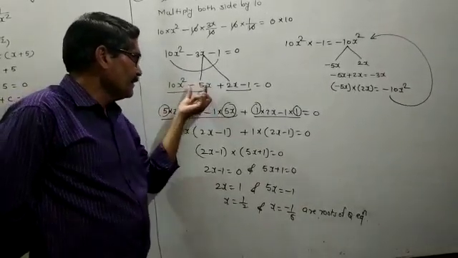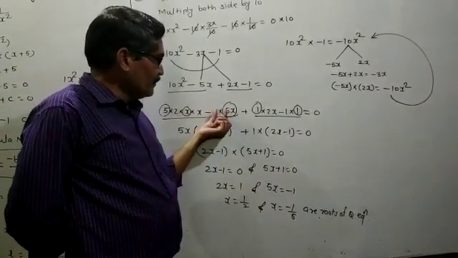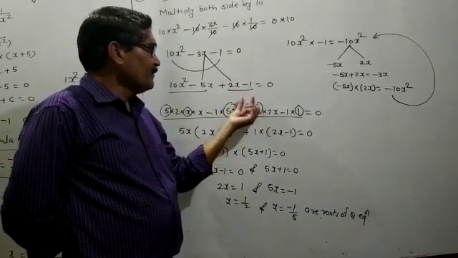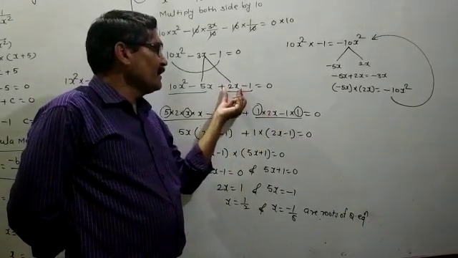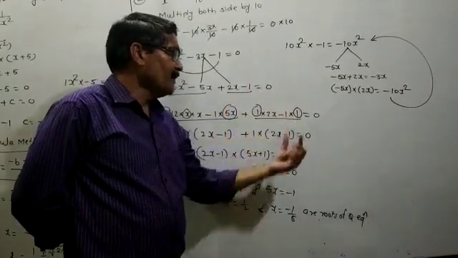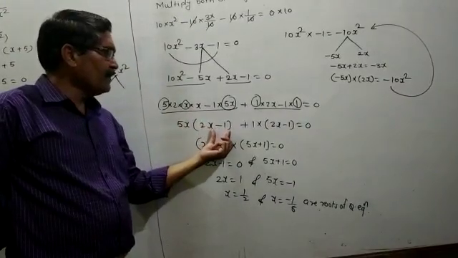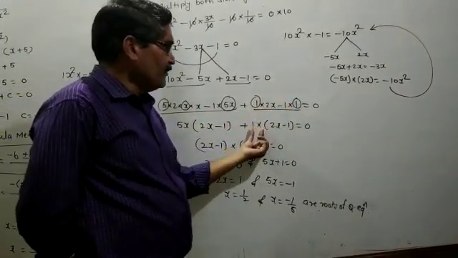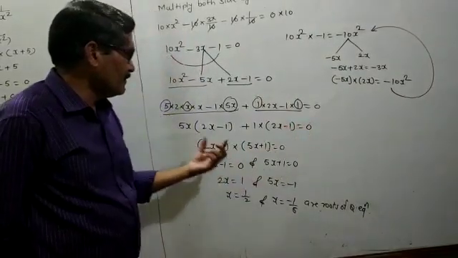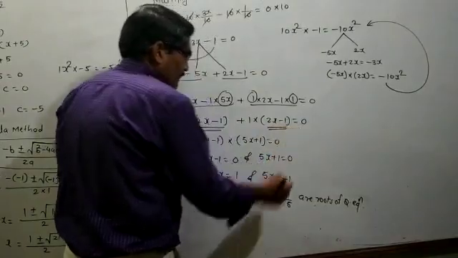minus, here you have to take out 5x common, so 1 multiplied by 5x you have to write. Then 2x you have to write as 1 multiplied by 2x, because 1 will come common, so 1 multiplied by 2x minus this 1, you have to write 1 into 1. Here you take out 5x common, at that time 2x minus 1 will remain in the bracket, plus 1 you take out common, at that time 2x minus 1 will remain in the bracket, is equal to 0. Then at this stage both brackets are the same.